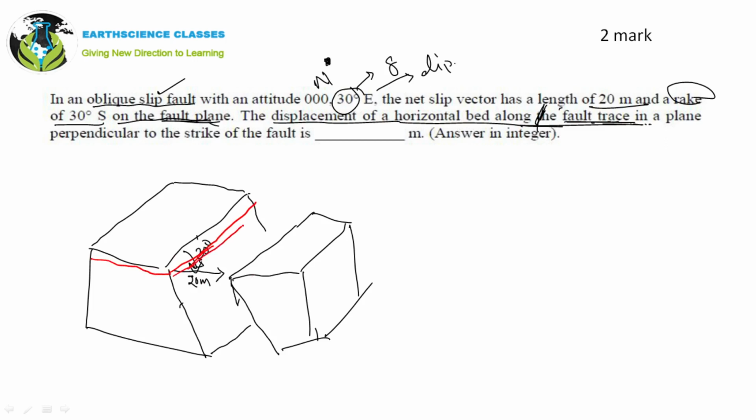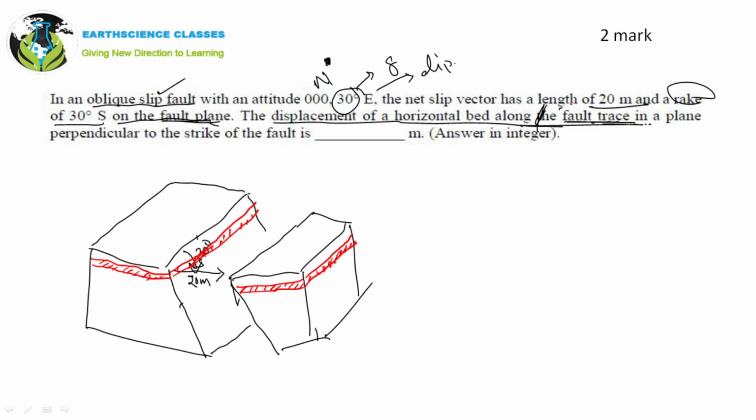Okay, so this is the horizontal bed. After faulting, I am plotting in the footwall. So in the hanging wall, it will be like this. This is the horizontal bed. Okay, so we have done the horizontal bed.